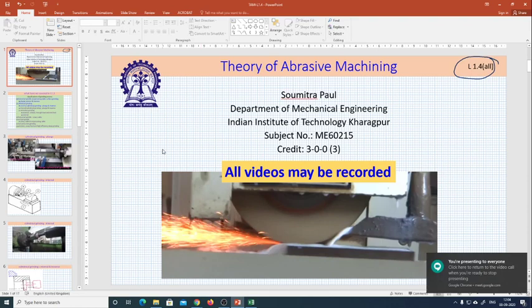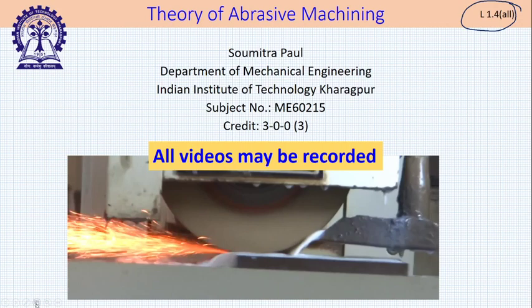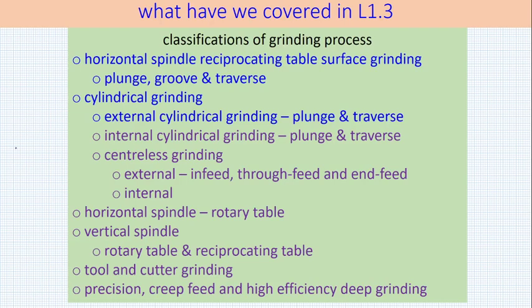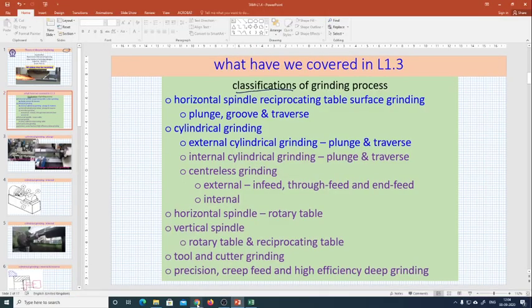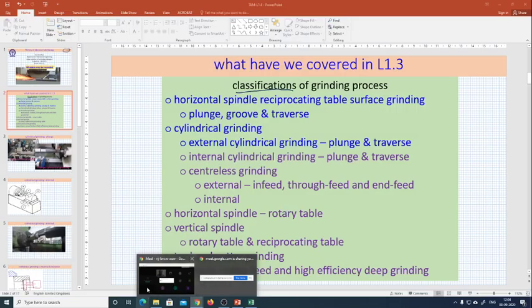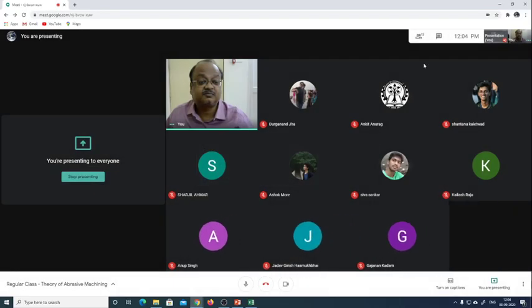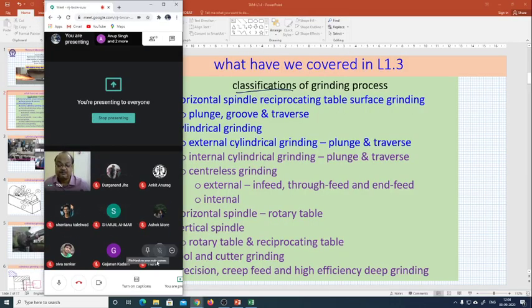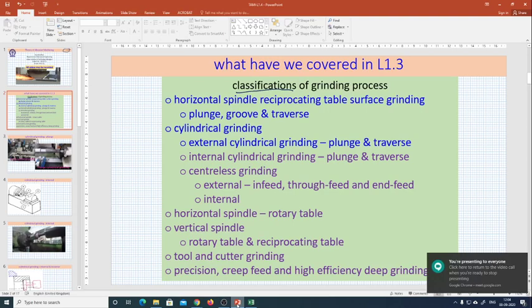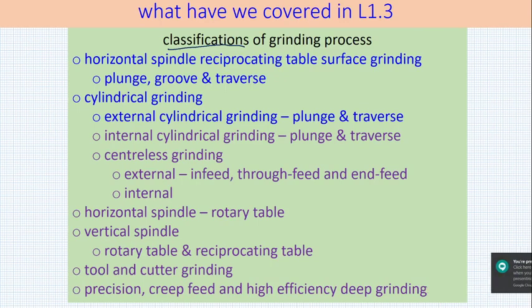So as I was saying, this is our lecture number 1.4. Now let us see what we have done in 1.3. In 1.3, we have mainly talked about classification of grinding processes, and these are the things that we have covered.